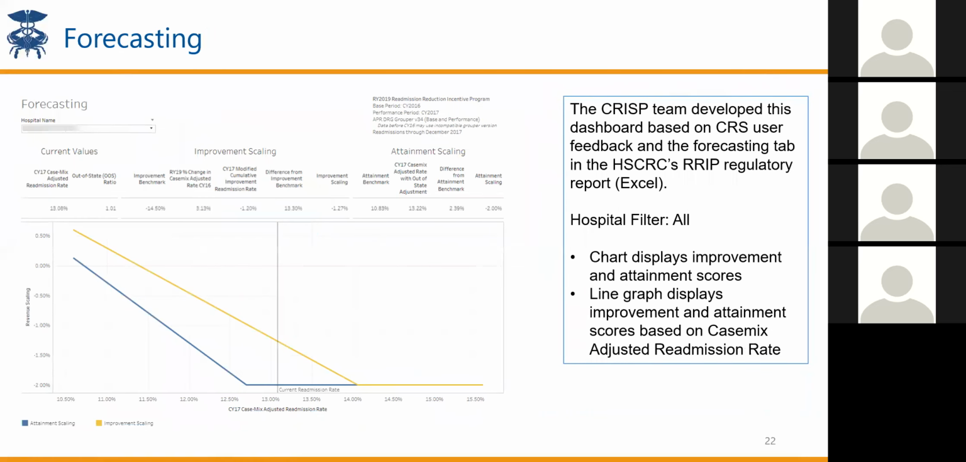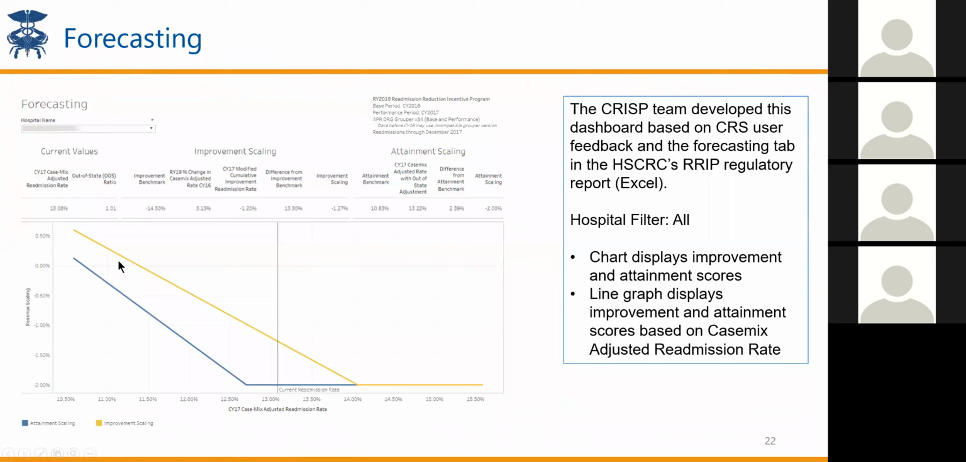The next tab is our forecasting tab. The idea behind this report is that this gray line represents your current case mix adjusted readmission rate. And then the colored lines represent your revenue scaling with the attainment and the improvement scaling. So what we did was convert our original Excel workbook that had users' inputs into an Excel formula for their forecasted readmission rate. And then that Excel formula would spit back out what the improvement and attainment scores would be. And so we built on that.